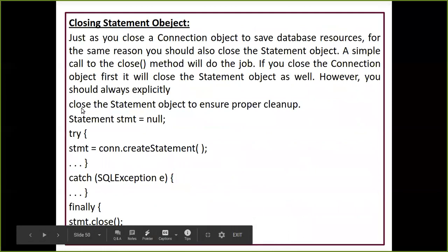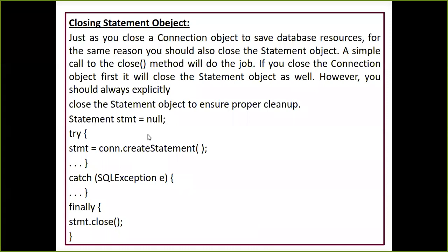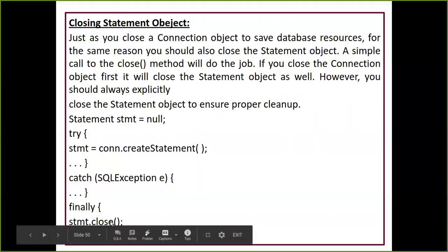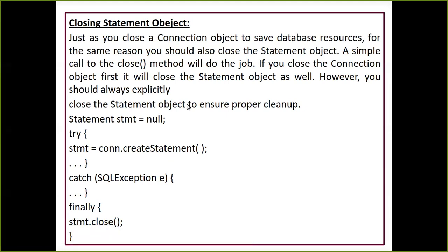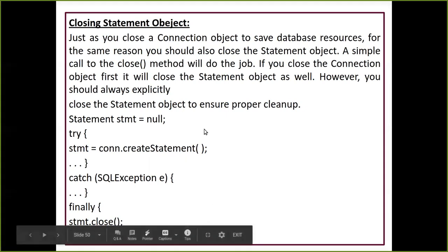So here I have created a statement interface using the object. I am going to write equals to the connection class object dot create statement. The way we have closed the connection class, similarly I'm going to close the statement interface using the close method. It's a good habit that we are not depending on the automatic garbage collection, we are doing that garbage collection from here only.